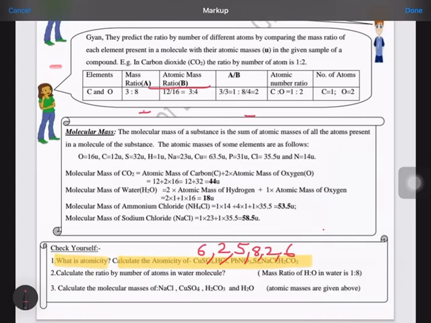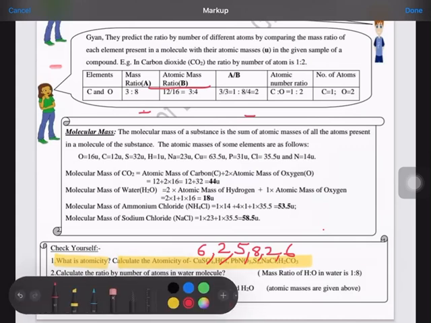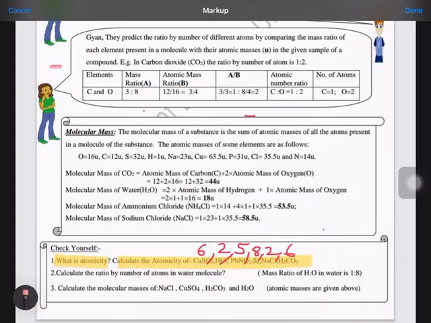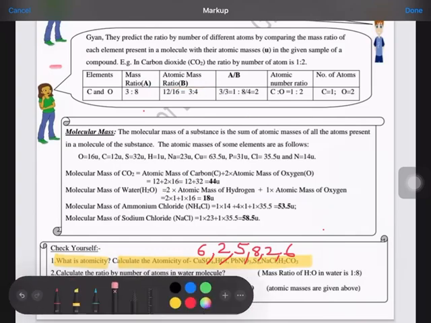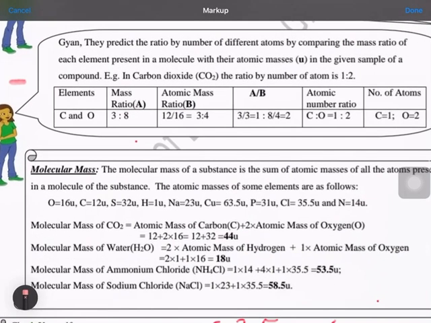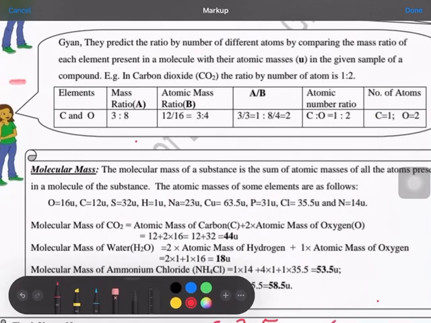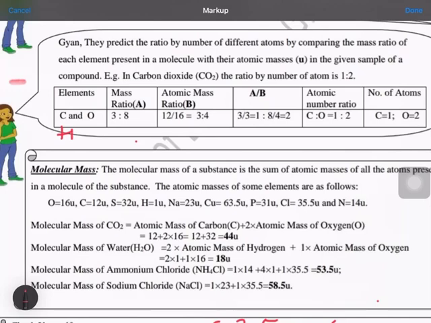Calculate the ratio by number of atoms in a water molecule. For this you have to use this table for the ratio of the water molecule. We can do it on the lower end. We will write hydrogen and oxygen. Ratio by mass is 1:8. For atomic mass we will write 1 and 16.